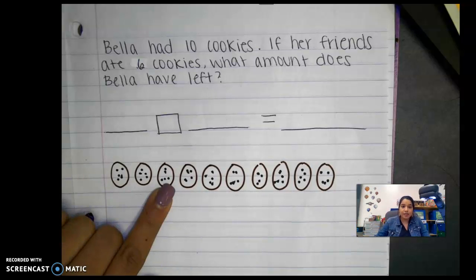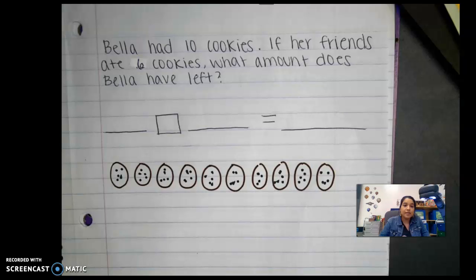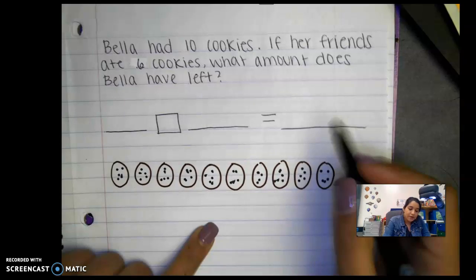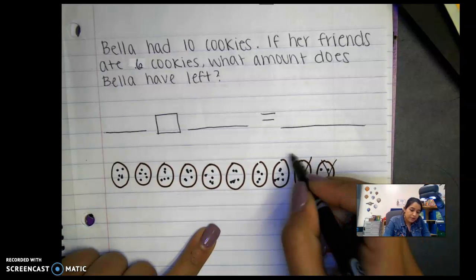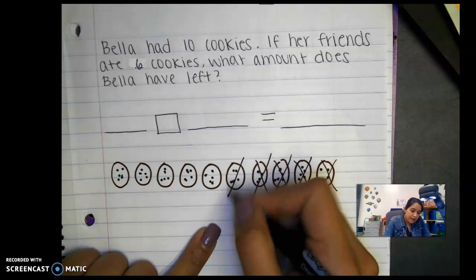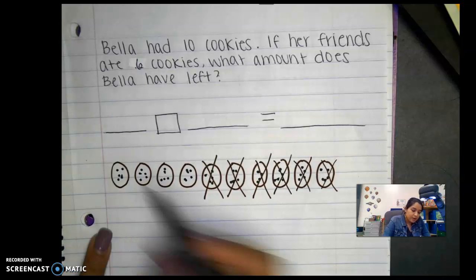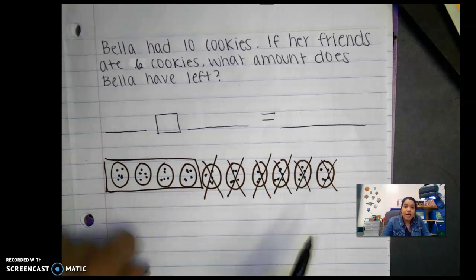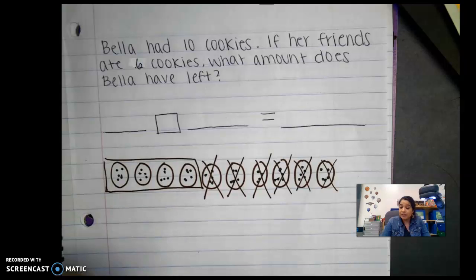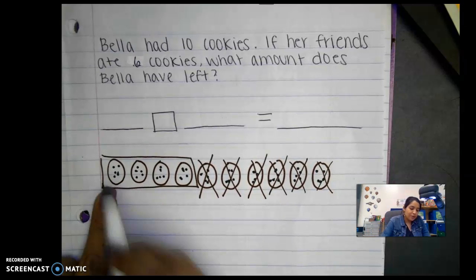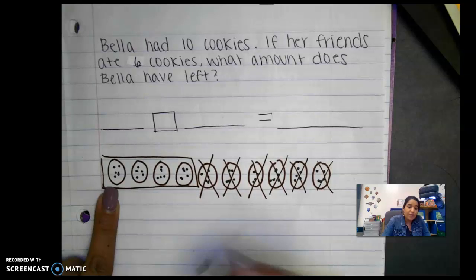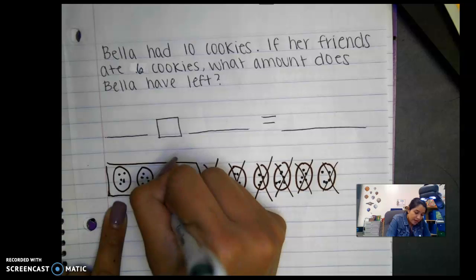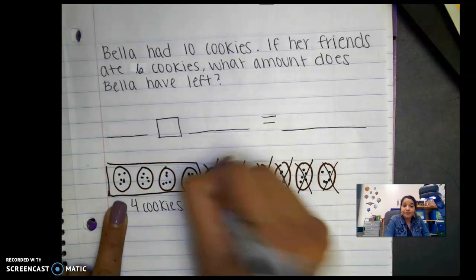So if I have 10 cookies, we can go ahead and just cross out the 6 cookies that her friends ate. So 1, 2, 3, 4, 5, 6. So I'm going to just box in how many cookies I had left. So how many cookies does Bella have left? 4. 1, 2, 3, 4. She has 4 cookies left after her friends ate 6.